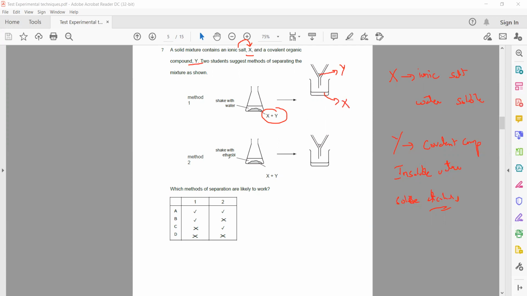But when we shake with ethanol, when we mix with ethanol, now Y will dissolve, because Y is a covalent compound, so it mixes with the alcohol. So Y will dissolve and X will not dissolve. So X will be on the filter paper and Y will be the filtrate. So both techniques can be used to separate X from Y. If we use water, then Y will be on the filter paper and X will be the filtrate. If we use ethanol, then Y will be the filtrate and X will be on the filter paper. That's why A is the right answer.